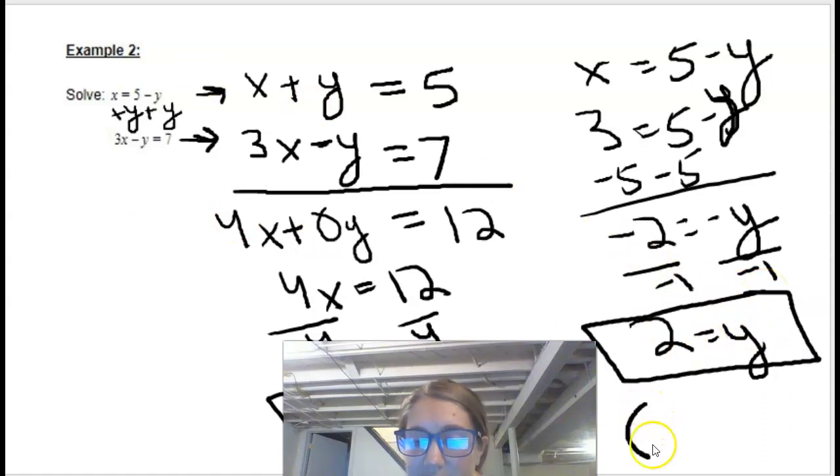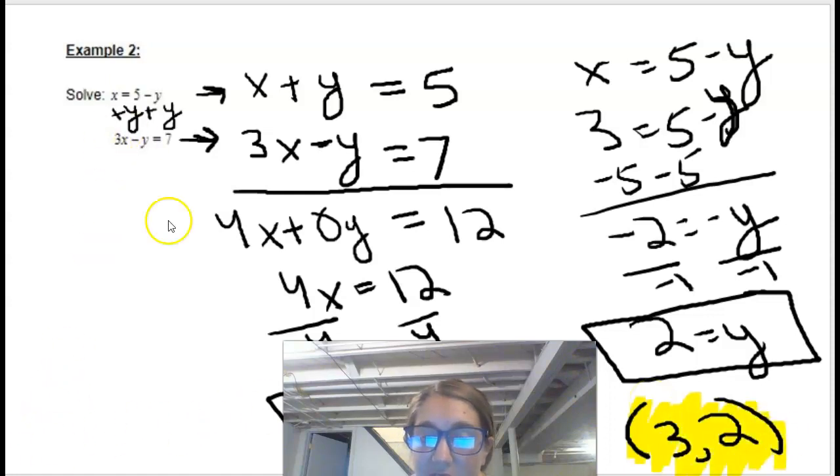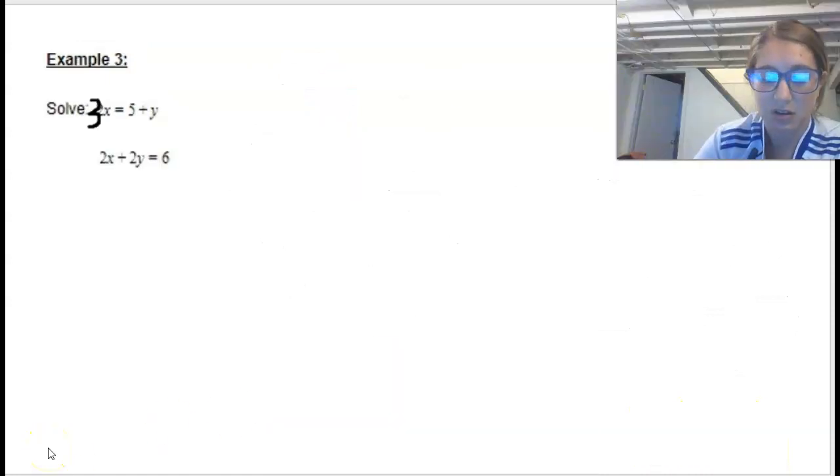Then I need to write it in standard form, so I have x comma y, and my y value is 2. So that's my answer. So this one, we had to put it in standard form, but then our values were able to. This is our example 3 in our notes.